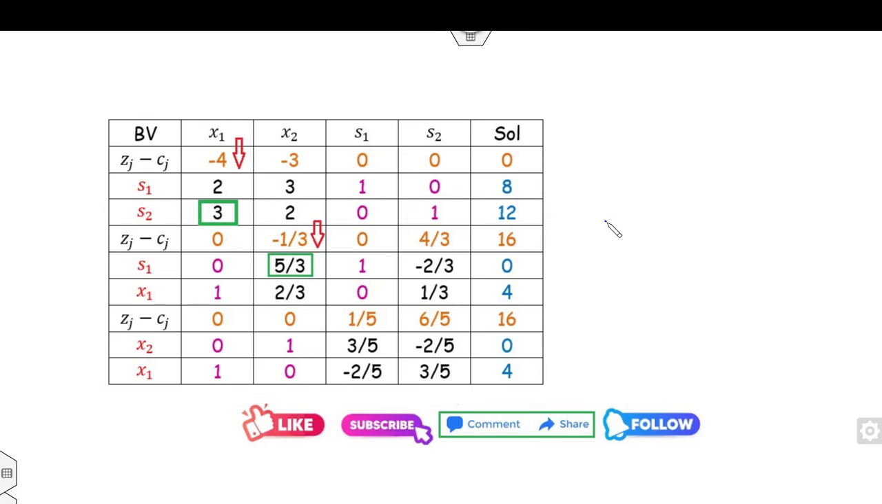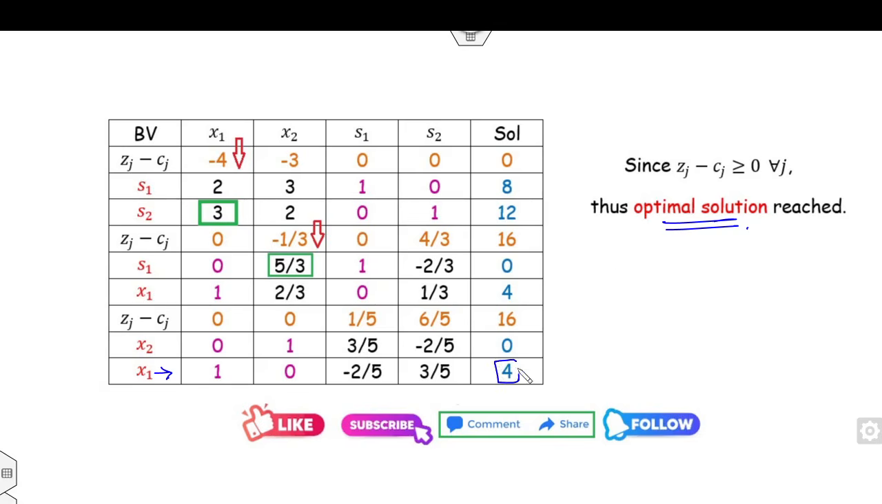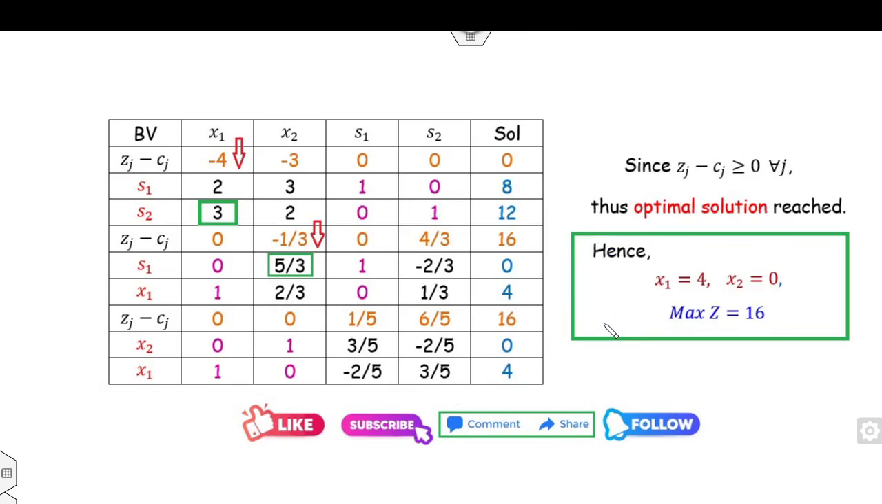Now again you can find the values Zj minus Cj which is less than 0, and you can see in this column there is no value which is less than 0. That means the optimal solution achieved. And how you can find the optimal solution? The value of the x1 is 4. The value of the x2 is, the right hand side value is my 0, and the value of the z is my 16 is the right answer. So my problem is solved with the help of the simplex method.